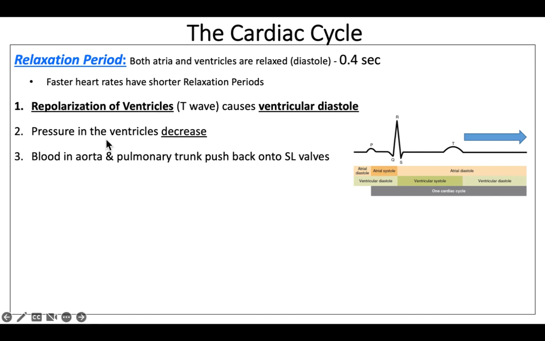If we drop the pressure in the ventricles, blood's going to want to come back in, right? Blood's going to want to go wherever there's a lower pressure. So we've got to prevent that blood from coming back in. So that blood actually pushes back onto the semilunar valves and closes them. All right? So we close the semilunar valves. We can hear that. Second heart sound, the dup of the lub dup.